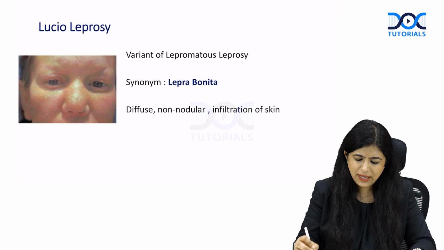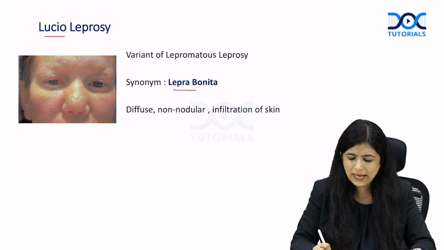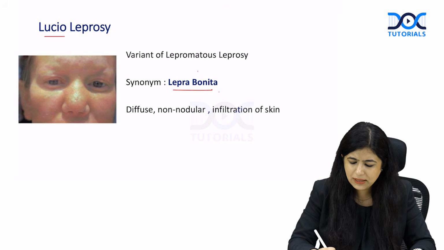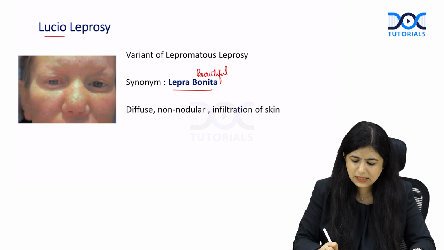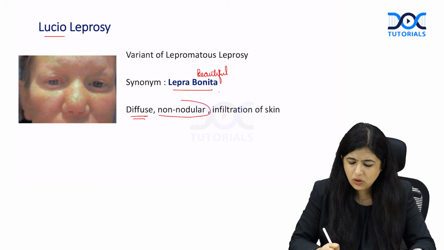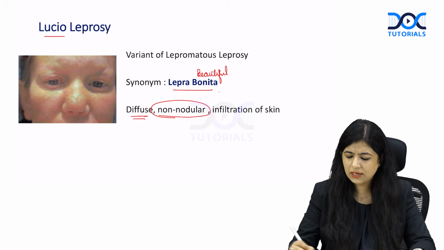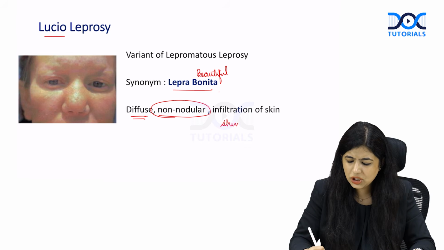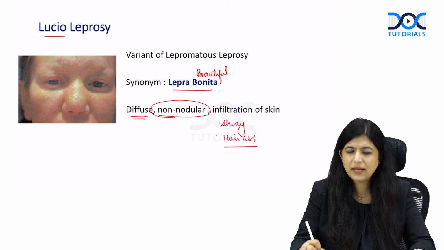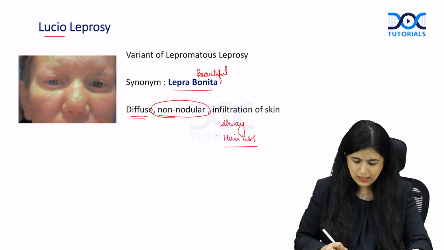Now, there is a variant of Lepromatous leprosy which is called Lucio leprosy, also called lepra bonita. Bonita means beautiful. So this is a beautiful type of leprosy because here you do have diffuse involvement of the skin, but it is non-nodular. So there is just a diffuse infiltration of the skin, because of which it looks shiny, all the hair is lost, so the skin is hairless. Patient almost looks like Mona Lisa. This is a beautiful leprosy.